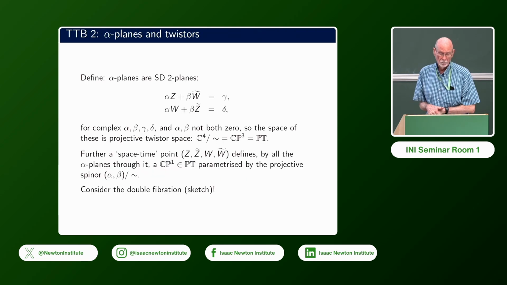And then alpha planes. So if you've got your coordinates, the big Z's and the big W's, and you take these two linear equations with complex coefficients, that's a hyperplane, the next one's a hyperplane, they meet in a two-plane. That two-plane is an alpha plane. That's what you mean by an alpha plane, as long as alpha and beta are not both zero. And what's notable about them is that their normals, 2-forms, are self-dual. So there's self-dual two-planes.